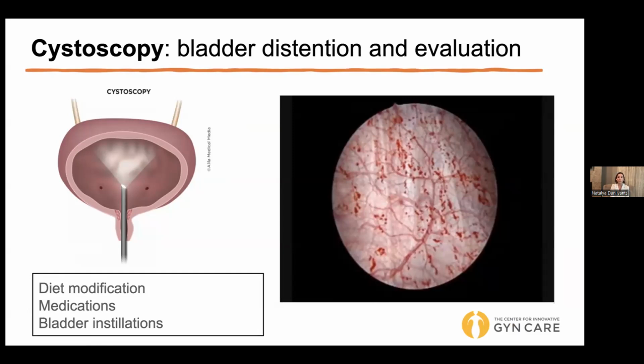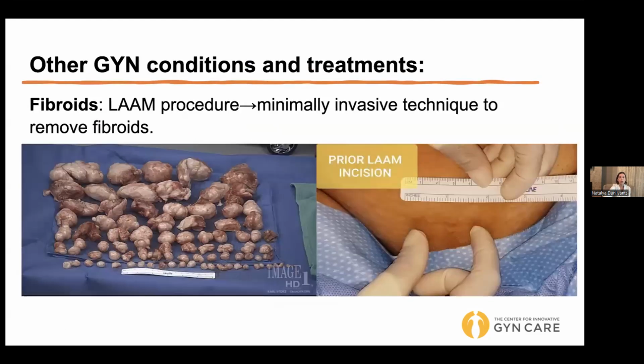So if there's symptoms of IC like overactive bladder or painful urination, then diet modification can be helpful. So actually following the interstitial cystitis diet and avoiding certain bladder irritants, medications, and then bladder instillations where we actually fill the bladder with a cocktail of different medications to try to calm the bladder lining, which is inflamed.